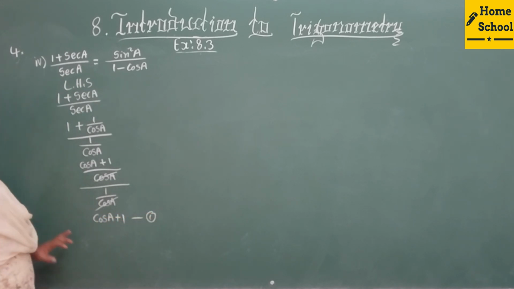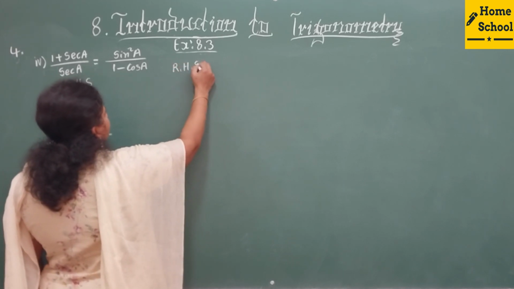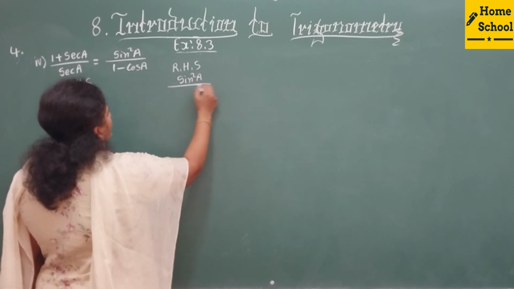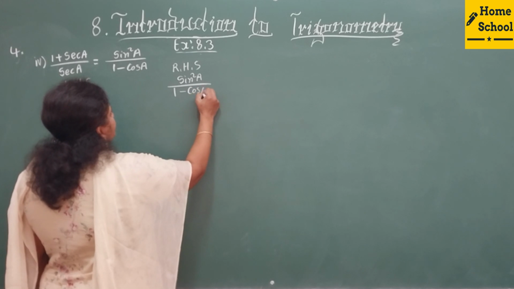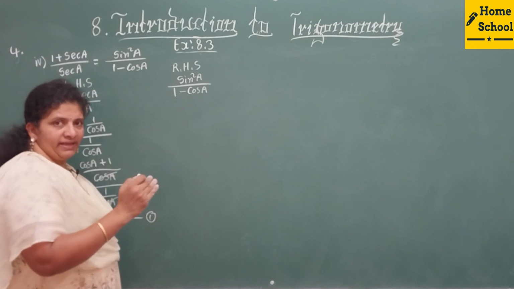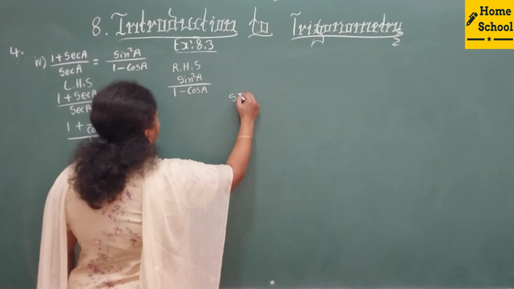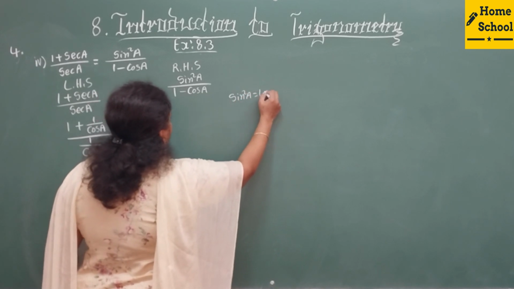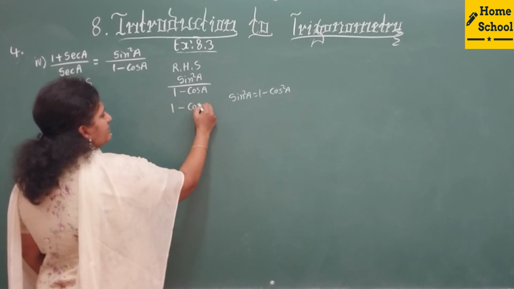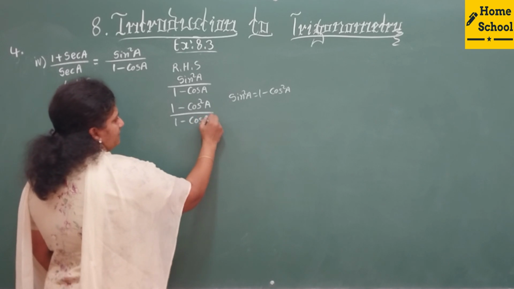Mark this first equation. And now consider right hand side. What do you have? Sin square A by 1 minus cos A. Sin square theta, what is the formula? 1 minus cos square theta. That only right here. We know sin square theta is nothing but 1 minus cos square A. 1 minus cos square A by 1 minus cos A.